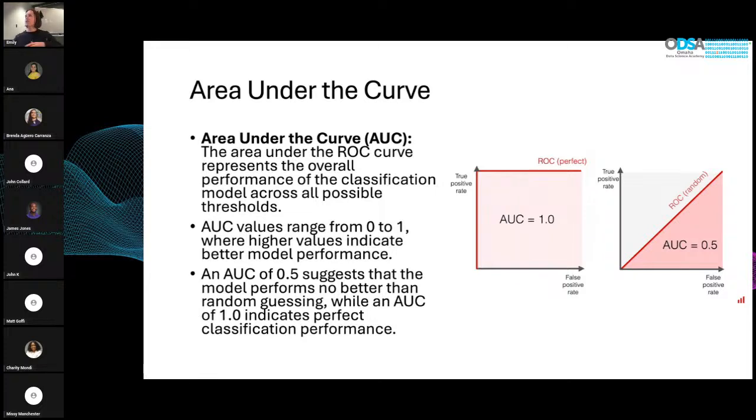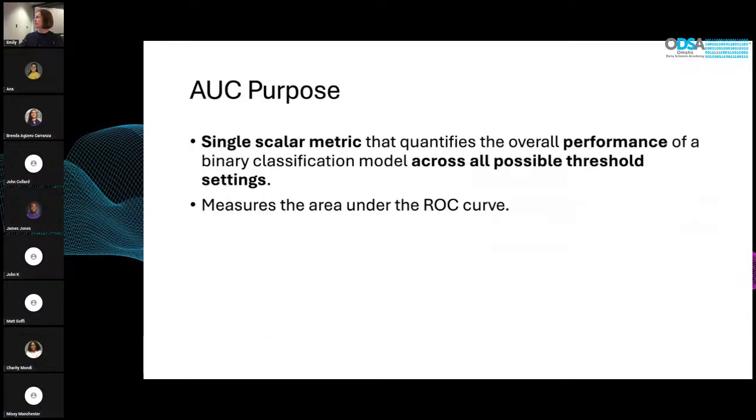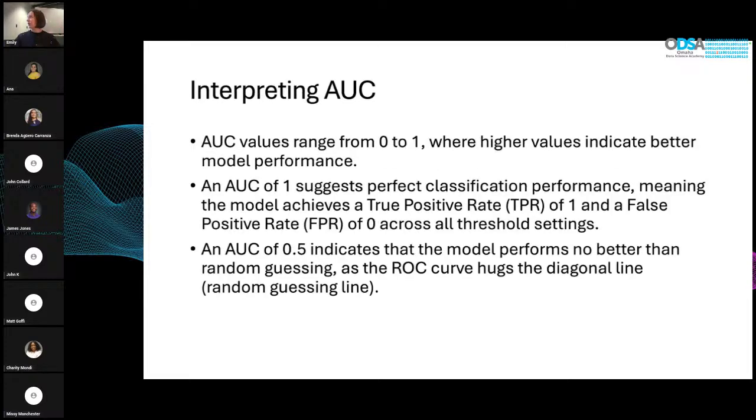So AUC values range from 0 to 1. In all practicality, you will only see performance values around the range of 0.5 to 1, and closer to 1 is a better performance metric. So the point of an AUC is that it is a single metric that quantifies the overall performance of binary classification models over all possible probability thresholds, and it measures the area that is underneath that ROC curve.